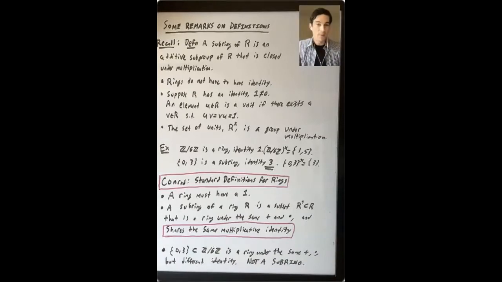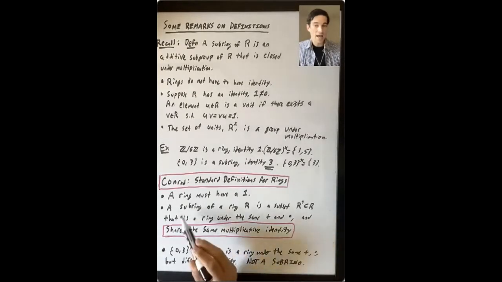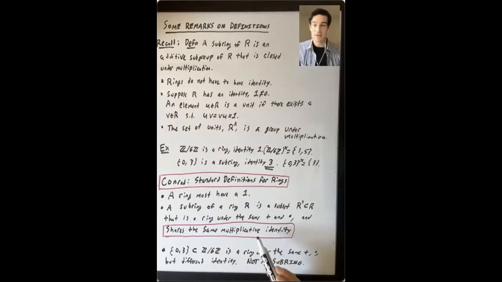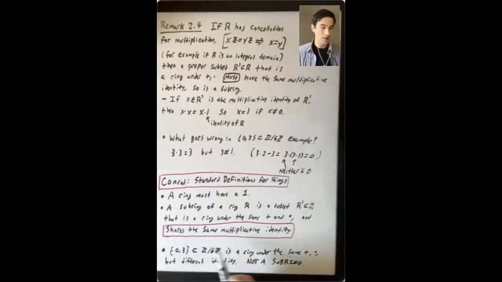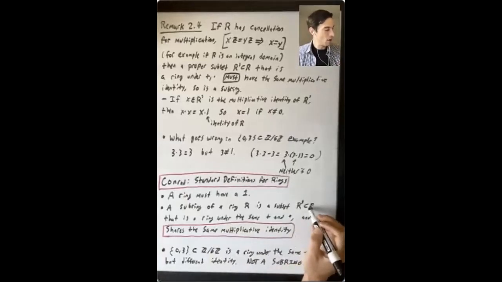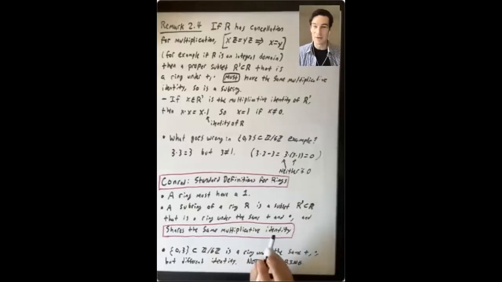Okay, so I'm going to pause and erase, and then I'll talk about why you might want to have this definition for subring, and in particular, consequences, like very natural things that you can prove about how the units of R prime are related to the units of R. Let me start by saying something about how big an assumption this is, that your subset R prime in R that is a ring under the same operations plus and times has to have the same multiplicative identity.